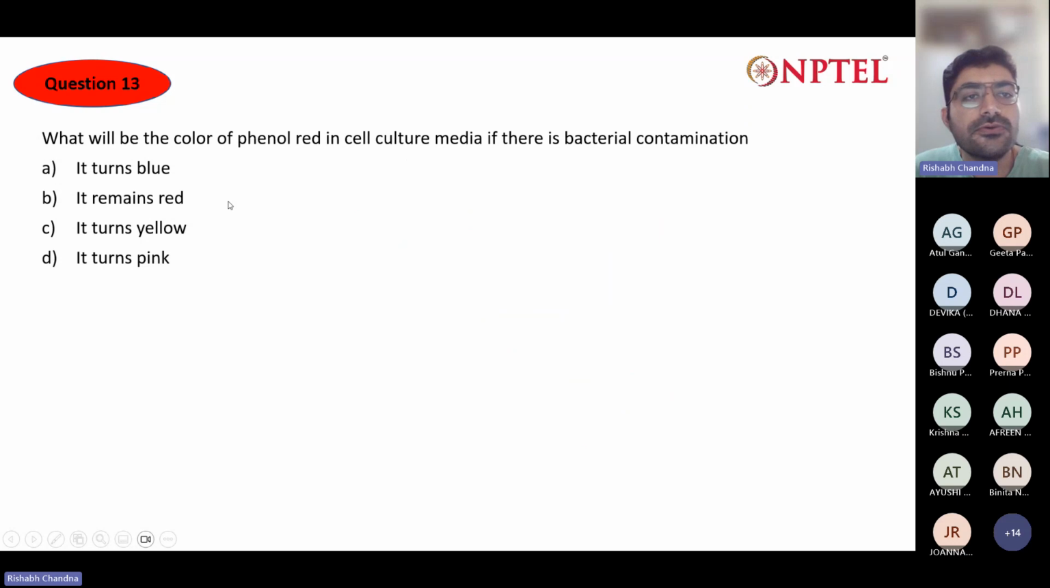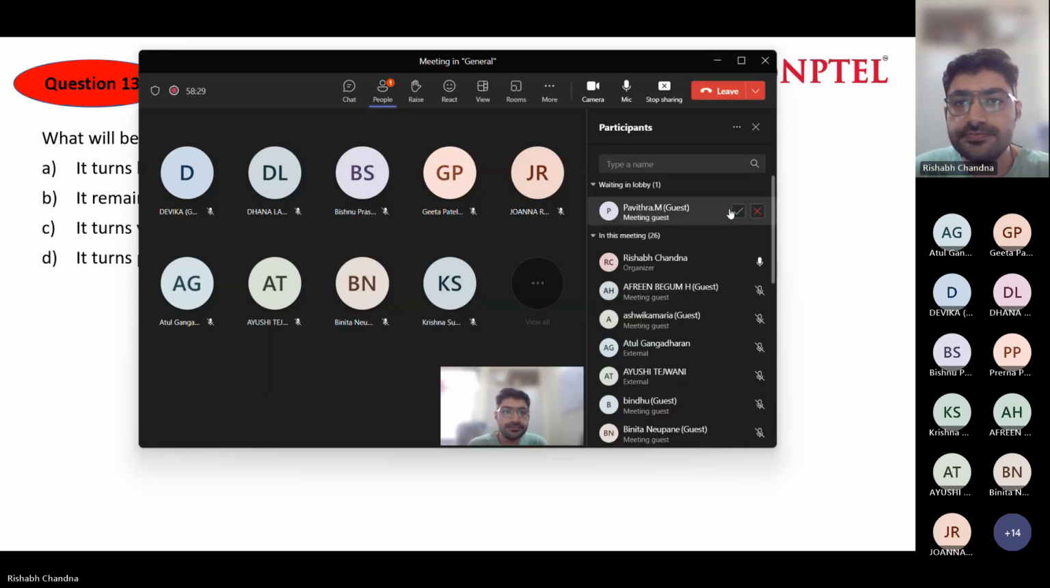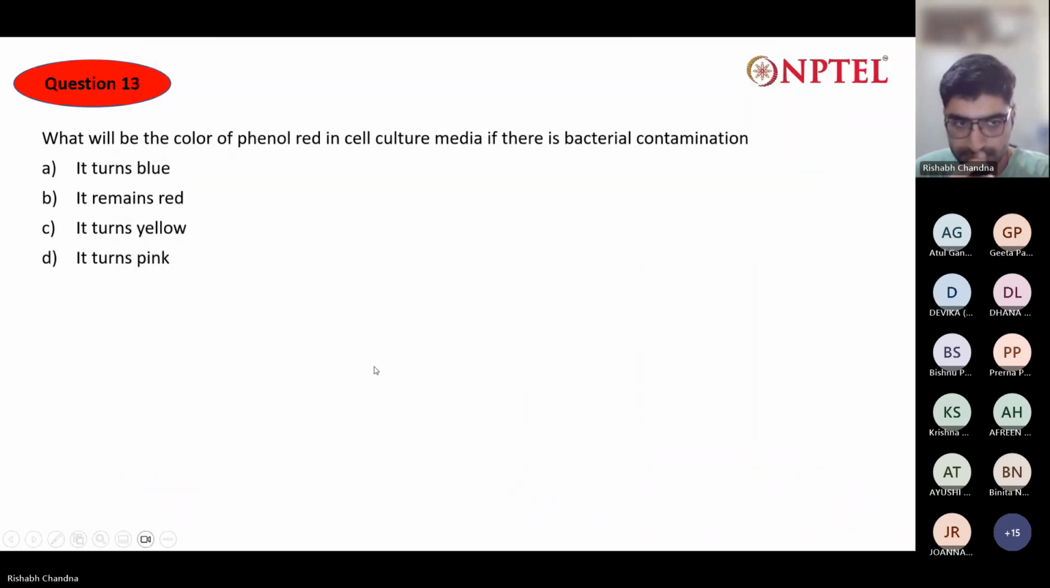So, what will be the color of phenol red in cell culture media if there is a bacterial contamination? Can anybody answer this? Option C. Okay. Any more answers? So option C. Okay. Any more answers?